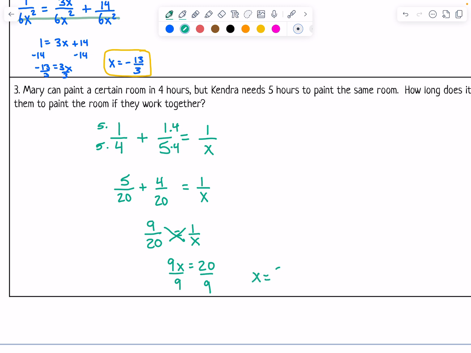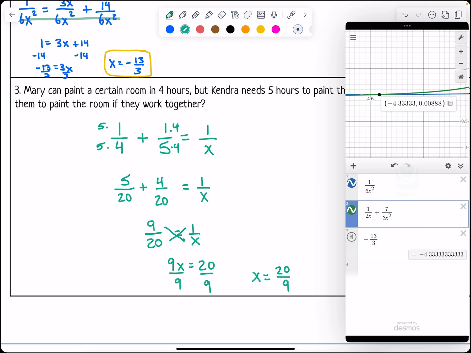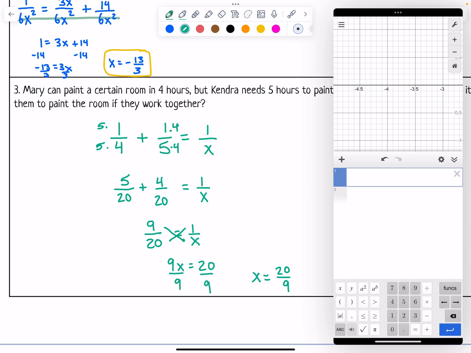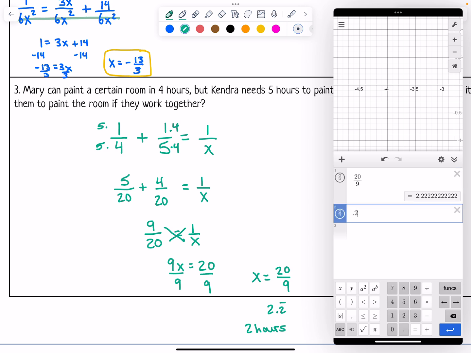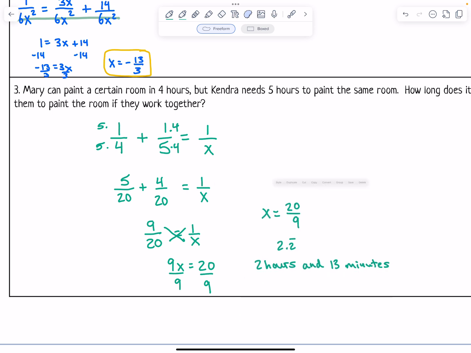And then we get 20 over 9, which would be, let's see, what would that decimal be? And we need to usually convert it into hours and minutes, because that would make more sense with this problem. So I see that I have 2.2 repeating. So that means it takes 2 hours, but then do 0.2 repeating, so carry it out a little ways to show that it's repeating in your calculator, times 60 minutes. So it'd be about 2 hours and 13 minutes is what we found. And you don't have to worry about the seconds. Usually they just do hours and minutes in that case.